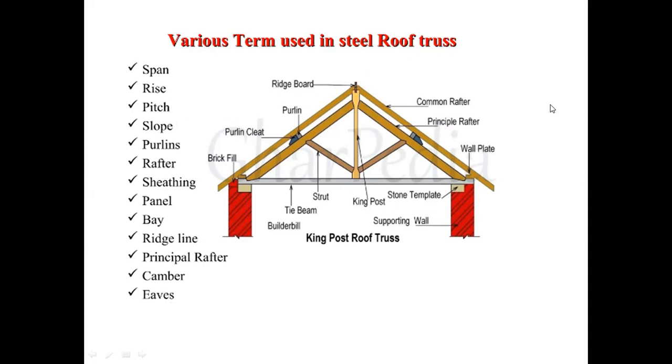This shows you the king post roof truss. The topmost point we call the ridge. This inclined portion is your principal rafter. Over that we have the common rafter. In between the common rafter and principal rafter, we have the purlin lines. These members we call strut members, the bottommost is your tie member, and the whole roof truss rests on your support, that is, the supporting wall.